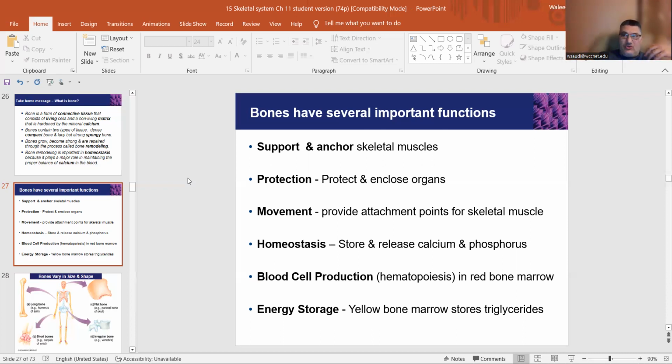Homeostasis. Remember the storage. You store minerals like calcium and phosphorus. Blood cells. It's called hematopoiesis. Remember the bone marrow inside the bone. So the functions of the bone. It's housing the bone marrow, and because of housing the bone marrow, this is how we make blood cells. So blood cells production. Energy storage, remember I told you, red bone marrow is the active bone marrow when we are children or young adults. Later on, it becomes yellow because you store fat, and fat is an energy source.